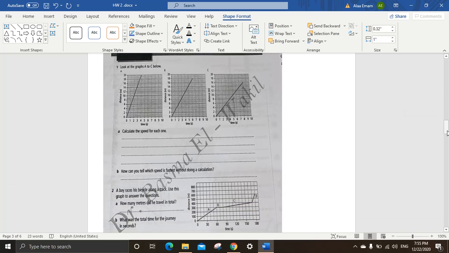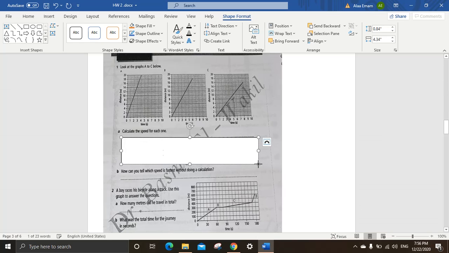Okay, here we go. Now you have 3 graphs, graph A, B, and C, and they are distance-time graphs. The straight line is showing you the speed, and since you have a straight line, this means that the object is moving at a constant speed. You just need to calculate the speed for each diagram. Now for A, it's simple. The speed is equal to distance over time.